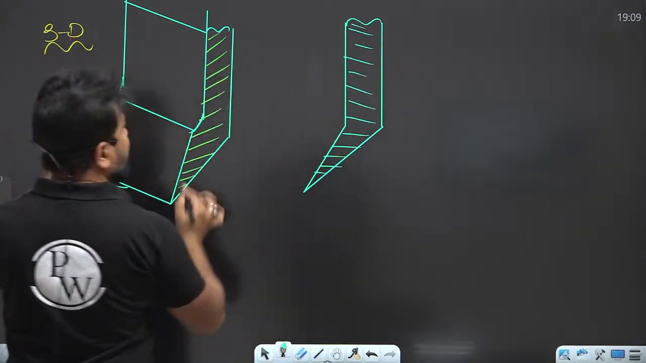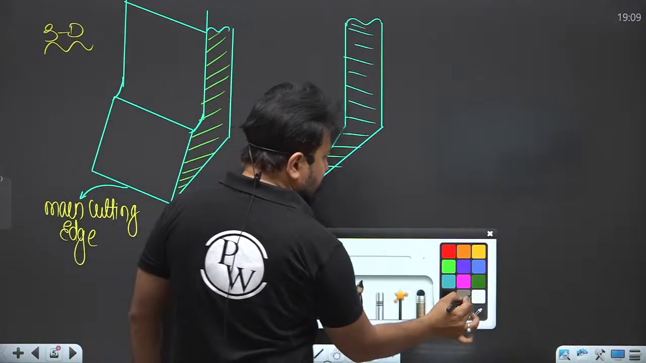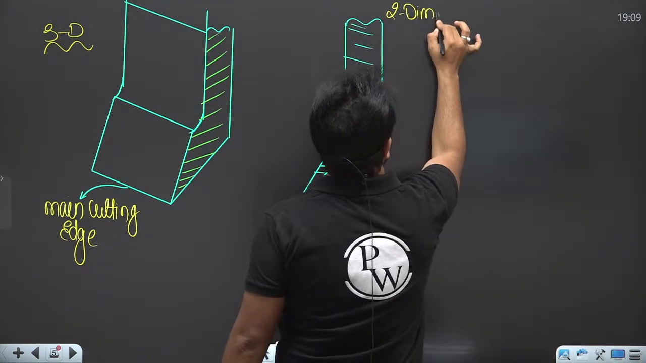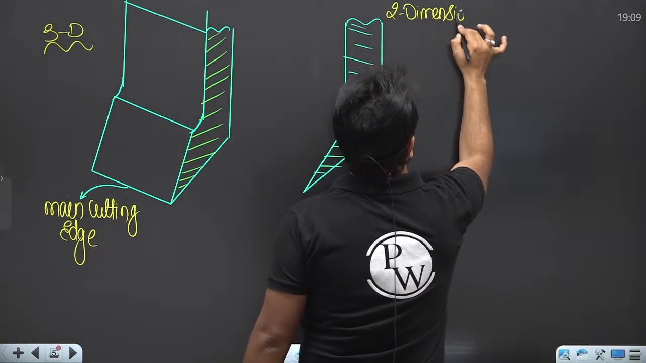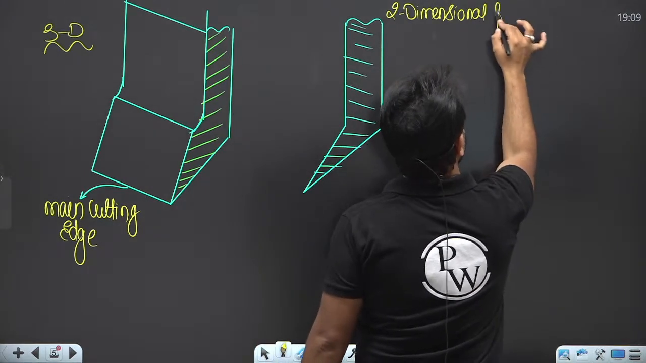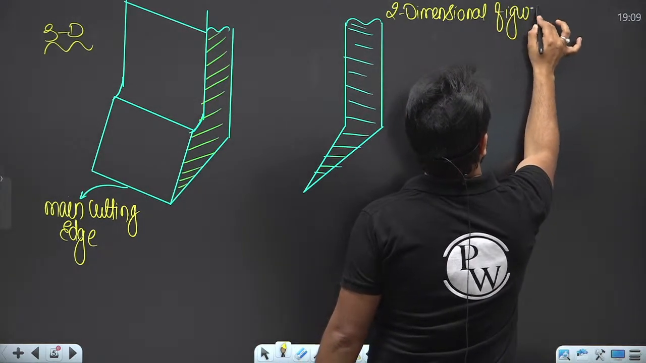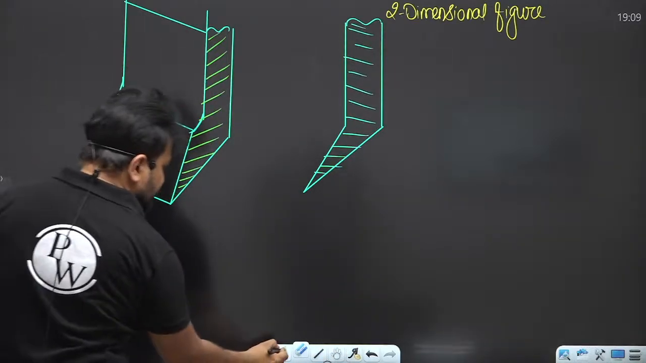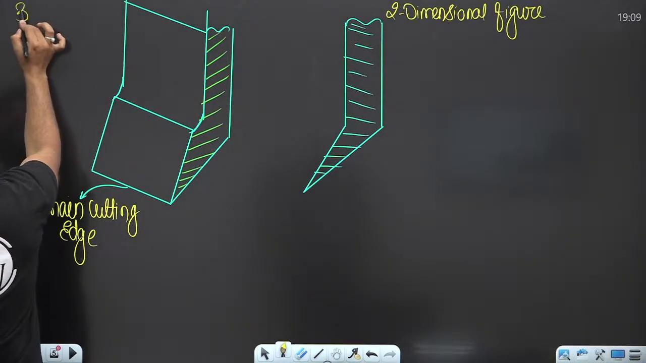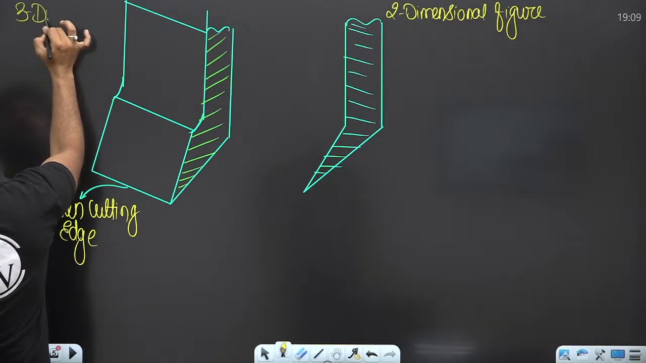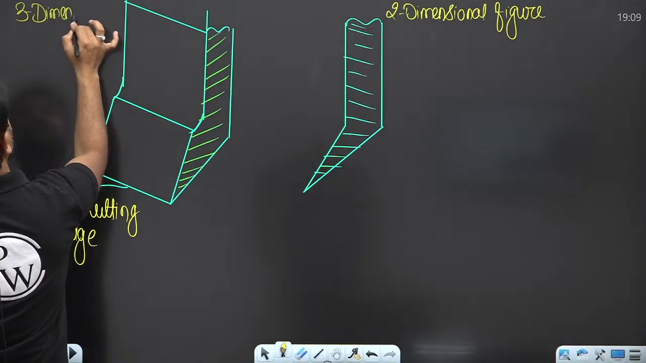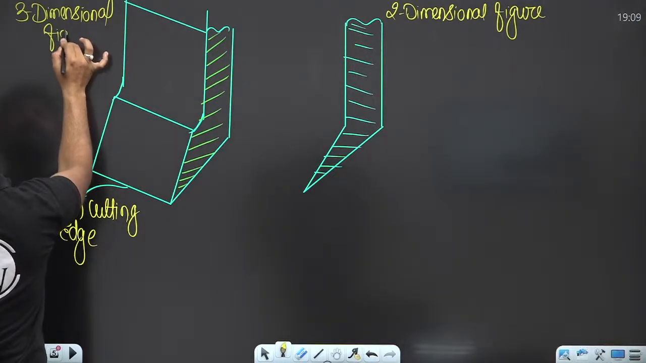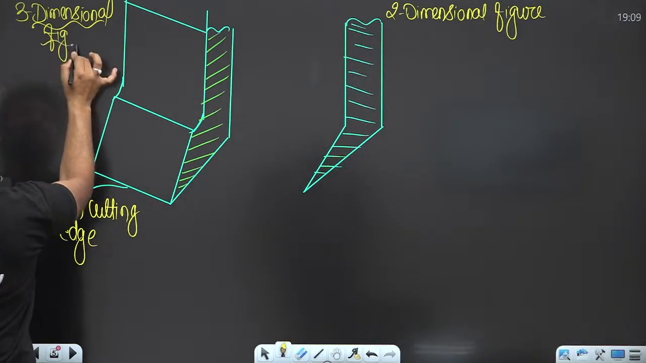This is a 3D figure, and this is your two-dimensional figure. Two-dimensional figure. And this is a three-dimensional figure, right? Here you can see this cutting edge.